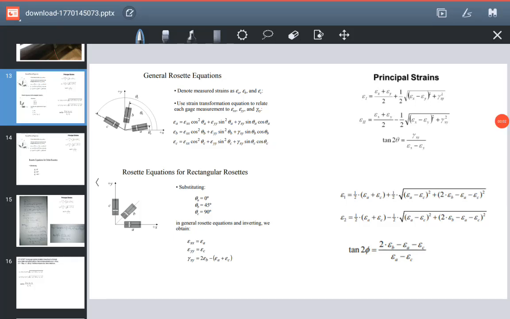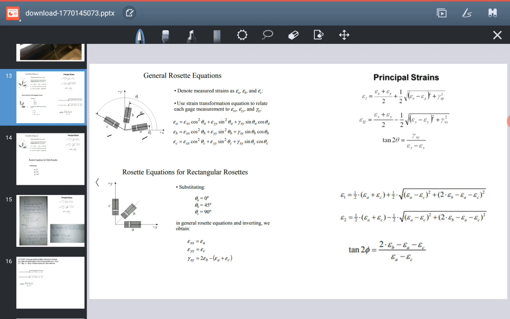So again, starting this, what we want to do is that we have three strain gauges A, B, and C, and we want to find the principal strains that are occurring at the element.